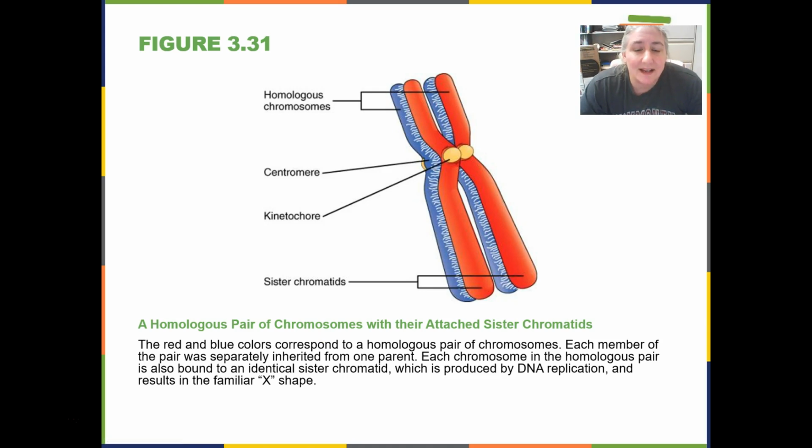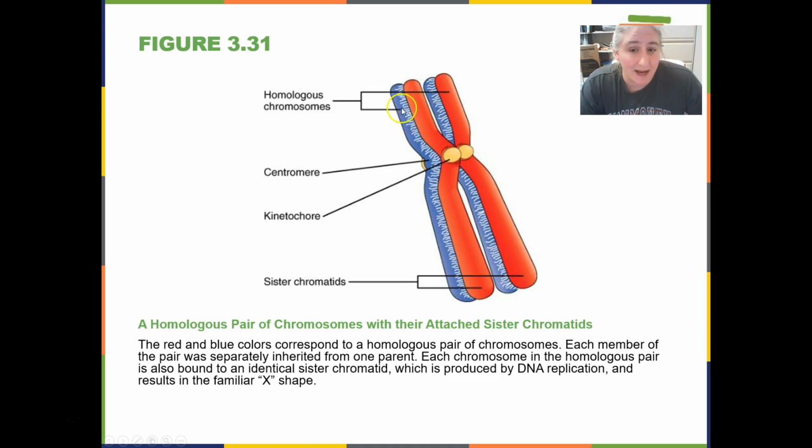So when chromosomes actually get ready to undergo mitosis, they're going to condense. So initially you have that chromatin, and when it condenses up, it looks like that X-shaped chromosome that most people know. What you're seeing here are two homologs. So these are one chromosome from mom, one chromosome from dad. They're identical to each other in size, in shape, and in genetic information. The difference really is the alleles that are on each chromosome may vary.